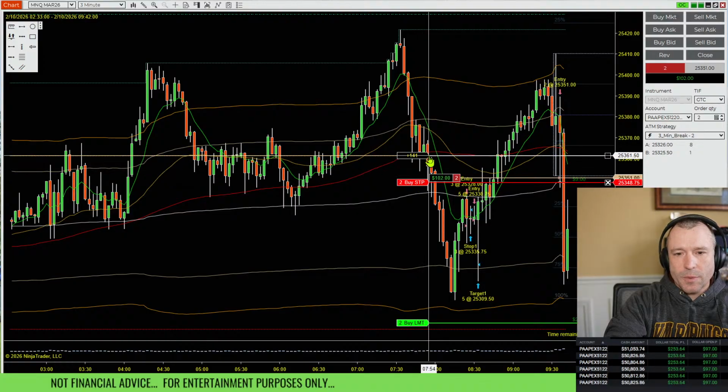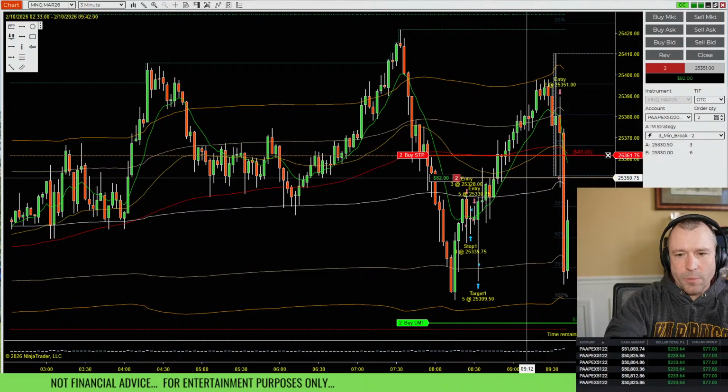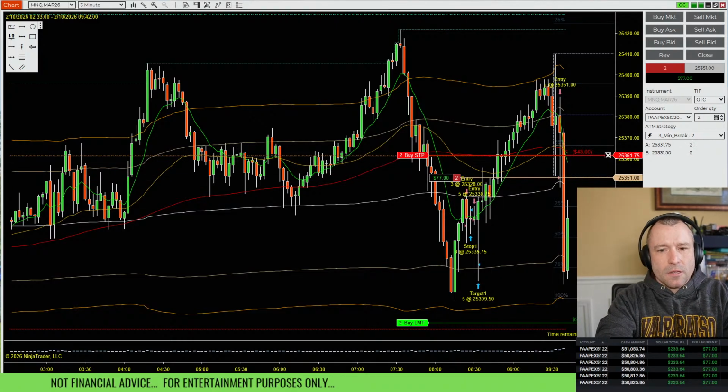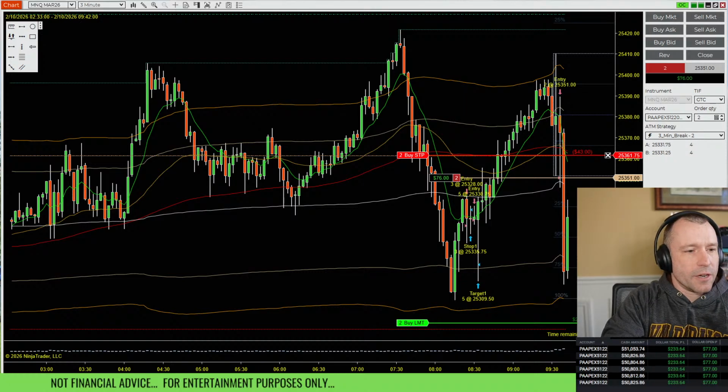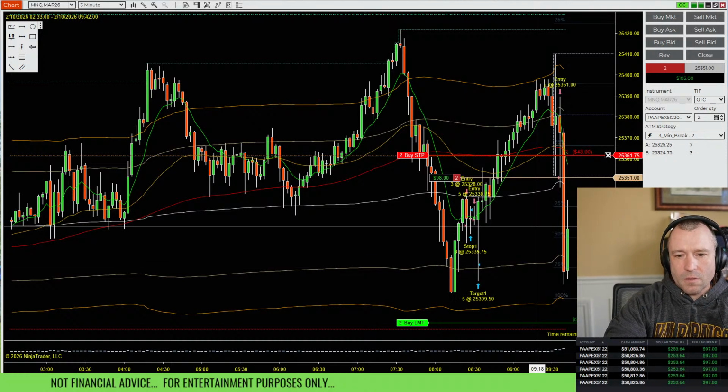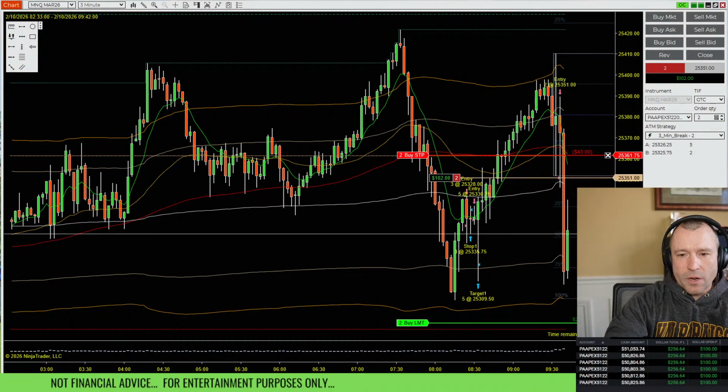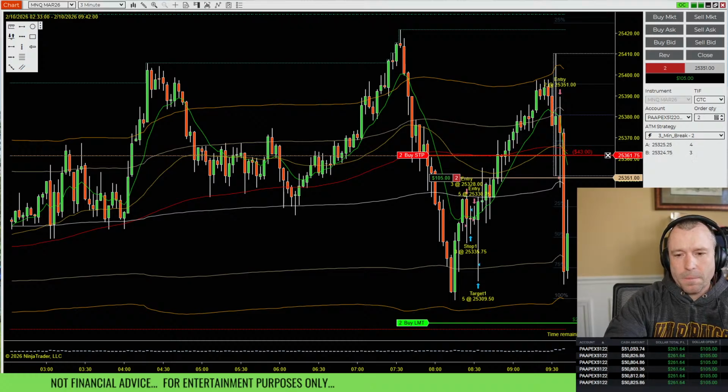I really shouldn't do this, but I'm going to move my stop back a little bit up to where the overnight open is here. I think if it wiggles up here, I don't want to get stopped out right away.